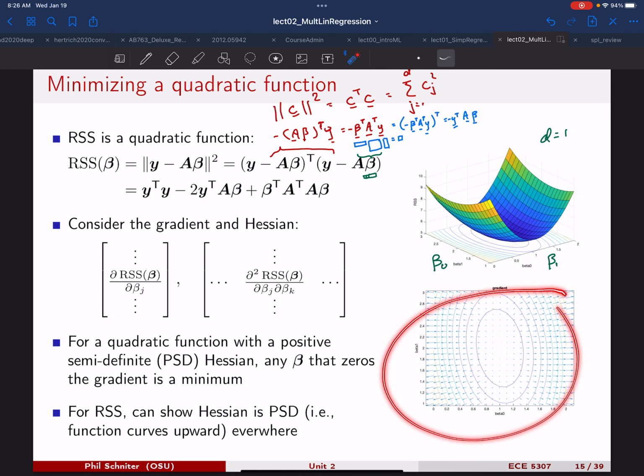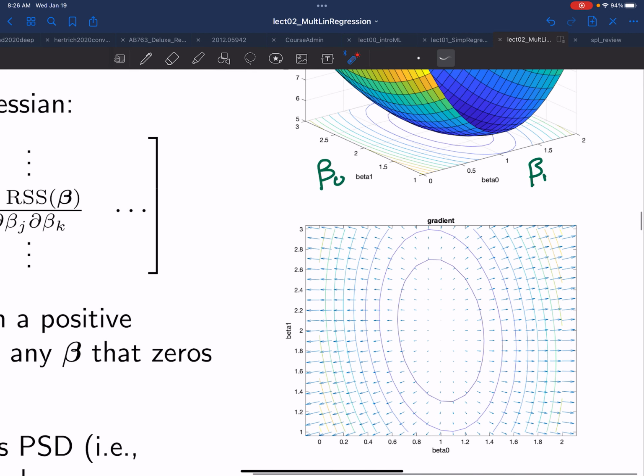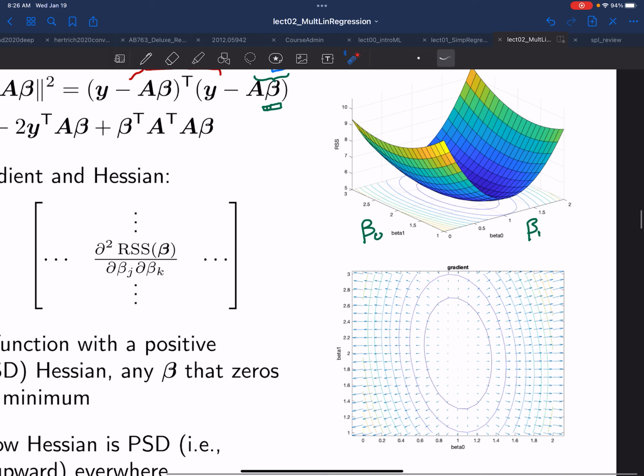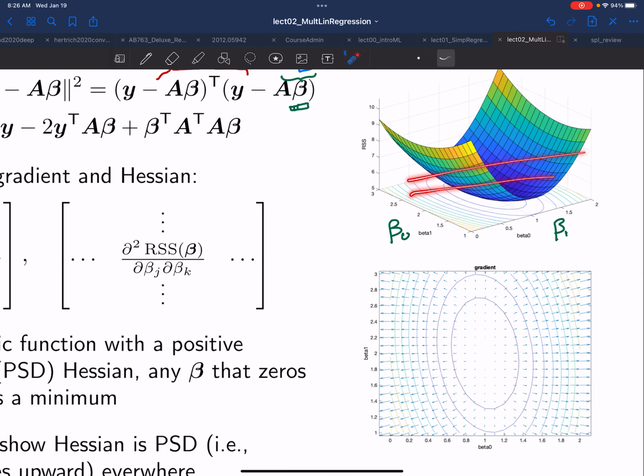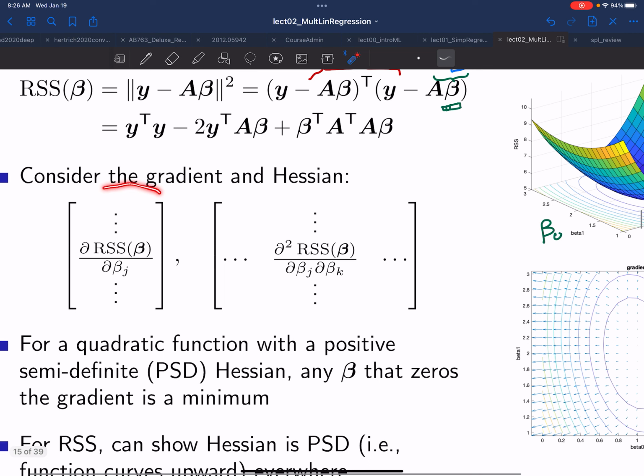Here's another way of plotting this. So here we have contours. These are equal height. It's like a contour map. These are equal height slices. If you made slices through here, you'd get those ellipses. And here we're also plotting these gradient vectors. So the gradient is a very important quantity for us. It's the vector of partial derivatives.